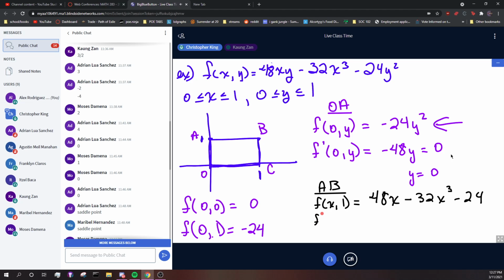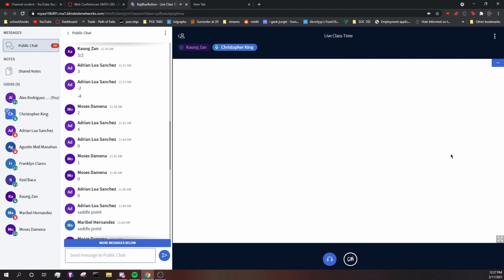Now, if I take the derivative of this, what will I end up with? 48 minus 96x squared. Yeah, 96, my bad. Then I'm going to set this equal to 0. Let me move to the next page. So I'm going to have that 48 minus 96x squared is equal to 0.